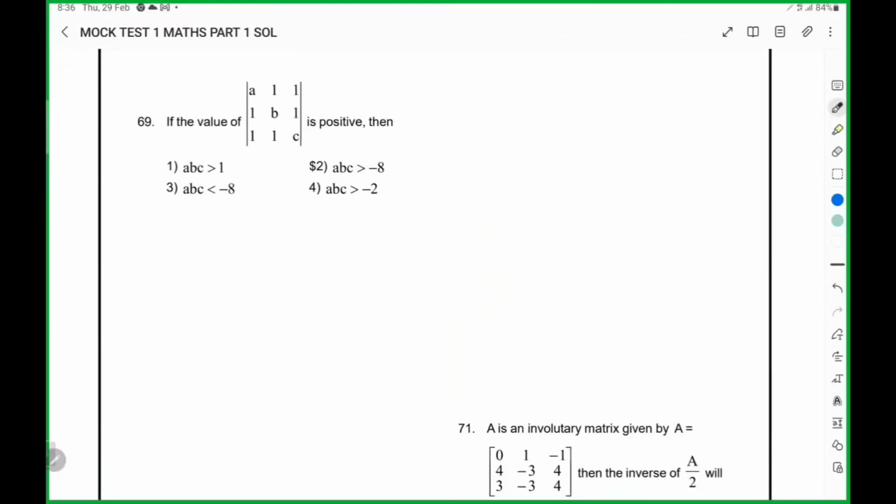Here it is the determinant: a into bc minus 1, minus c minus 1 plus 1 into 1 minus b, minus a minus c plus 1, which is abc minus a minus b minus c plus 2, which is positive, he told.